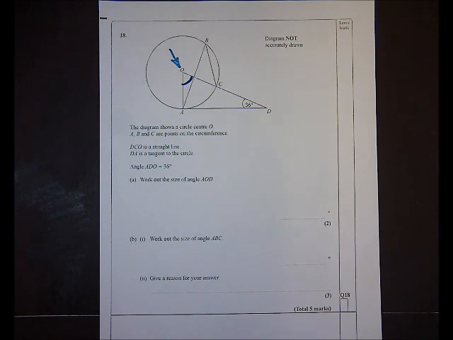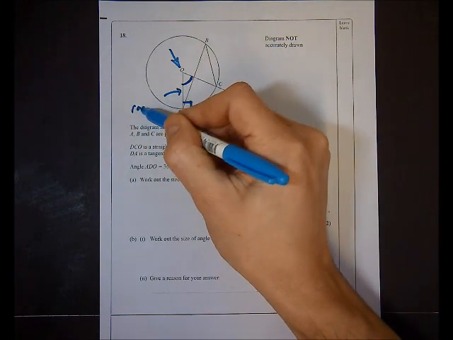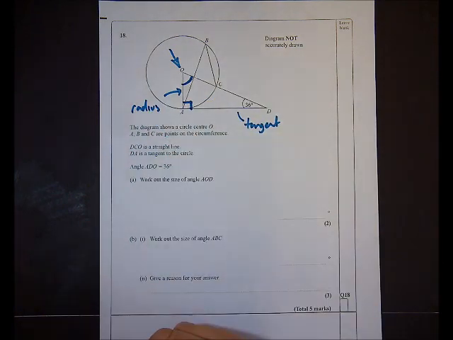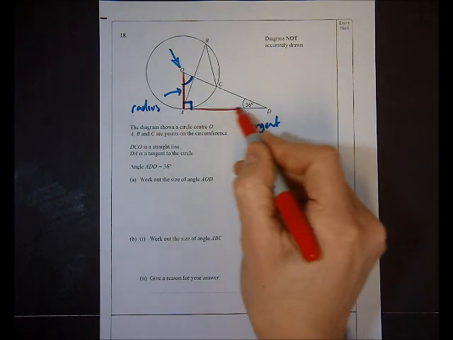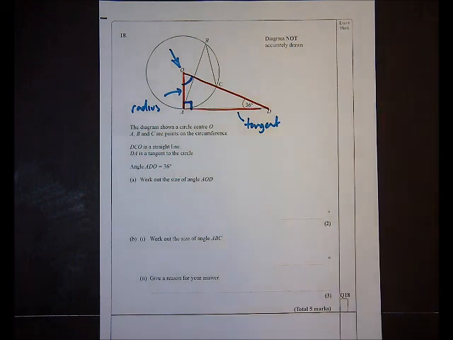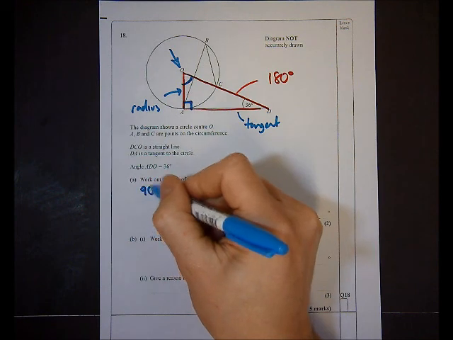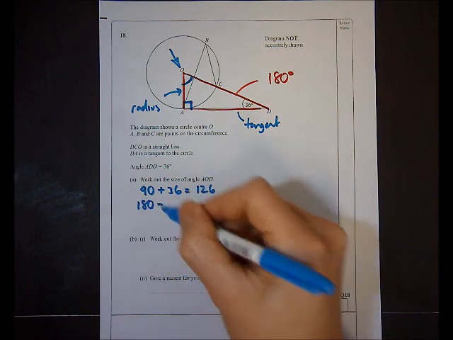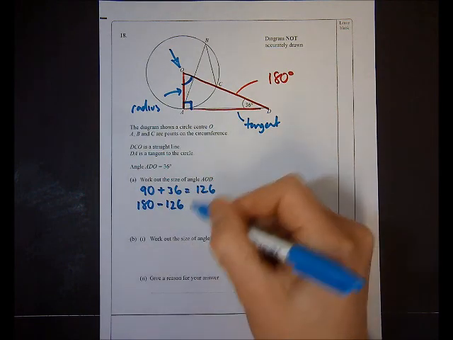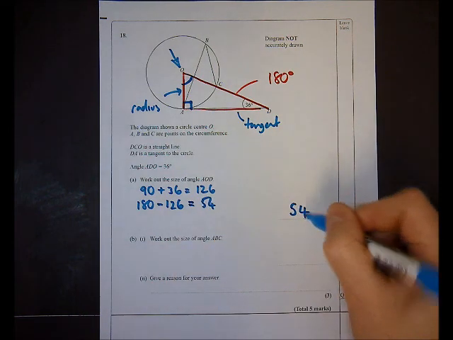Now, from looking at my diagram, I can tell that this here is 90 degrees, because this here is a tangent, and this line AO is a radius. And I know that the angle between a tangent and a radius is 90 degrees. Therefore, if I look at this shape here, I can see that I've got a right angle triangle, and therefore that should add up to 180 degrees. So if I take the 90 degrees and add on the 36, I get 126, and then if I take that away from the total angles in a triangle of 180 degrees, I'm going to get my answer for AOD, which is going to be 54. So AOD is 54 degrees.